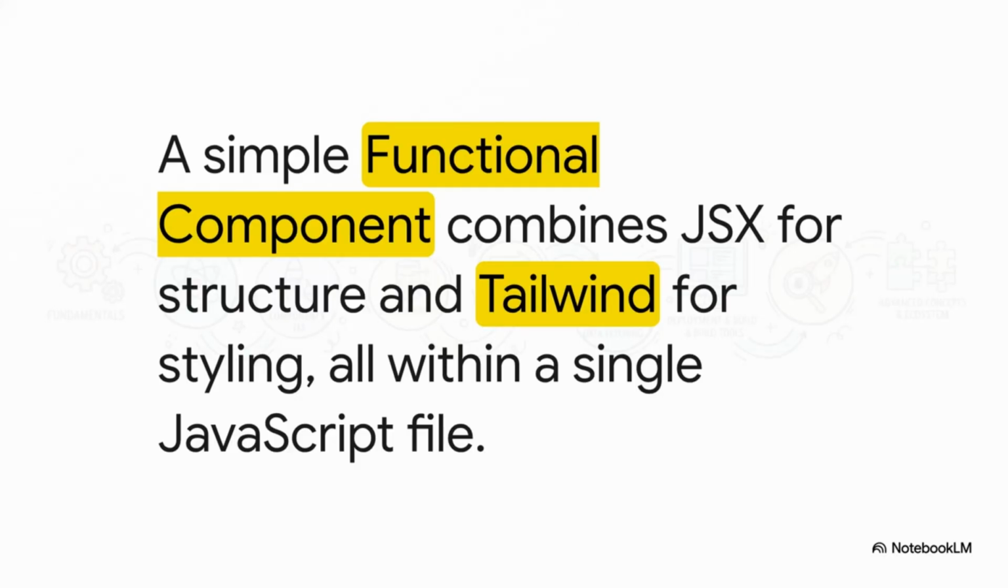And here, you can see how it all just clicks together so beautifully. This is a simple functional component. It uses JSX for the structure and those Tailwind classes we just talked about for the styling, all in one single, clean JavaScript file. This tight integration is exactly what makes developing in modern React feel so smooth and efficient.